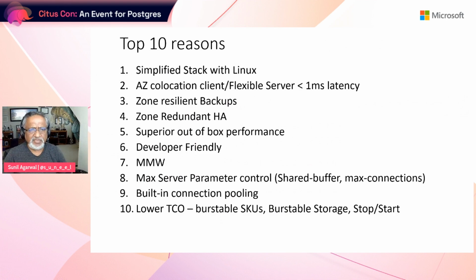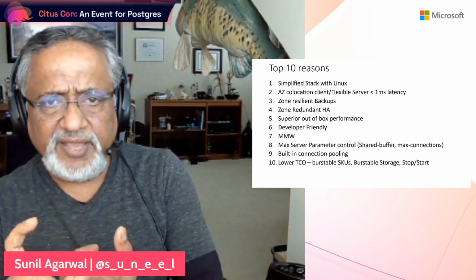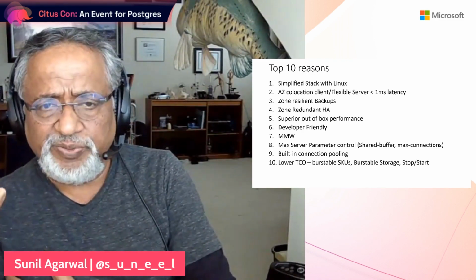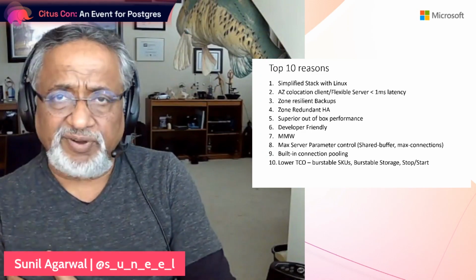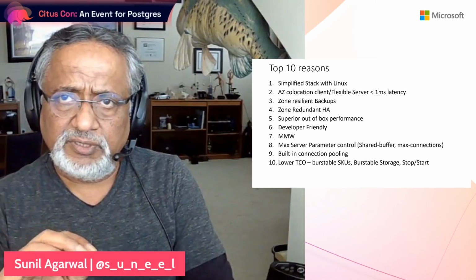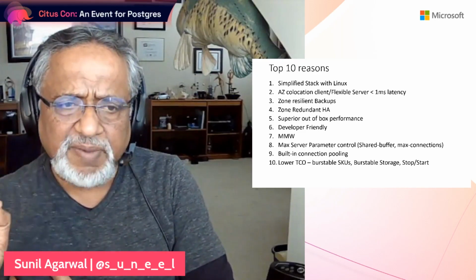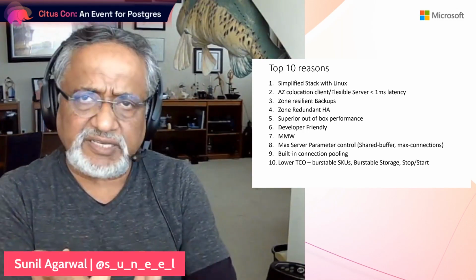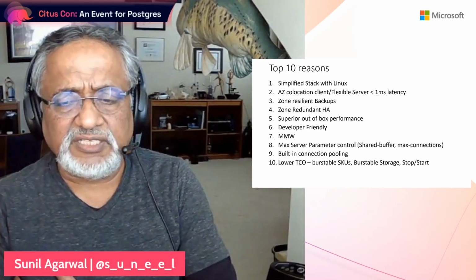With that, I will summarize. The key goal of this talk was to talk about 10 reasons. I'm just going to iterate through those 10 reasons. First is simplified stack with Linux, AZ colocation to get much lower latency, zone resilient backups. We have zone redundant HA, superior out-of-the-box performance. Remember, we talked about performance that is comparable to VM. It's developer friendly, very simplified provisioning of your servers. You can just do one command submission and you're ready to go. Customer managed window, and we provide max control of server parameters, shared buffer, max connections that we talked about, built-in connection pooling, and then lower TCO, burstable queues, burstable storage, stop and start.